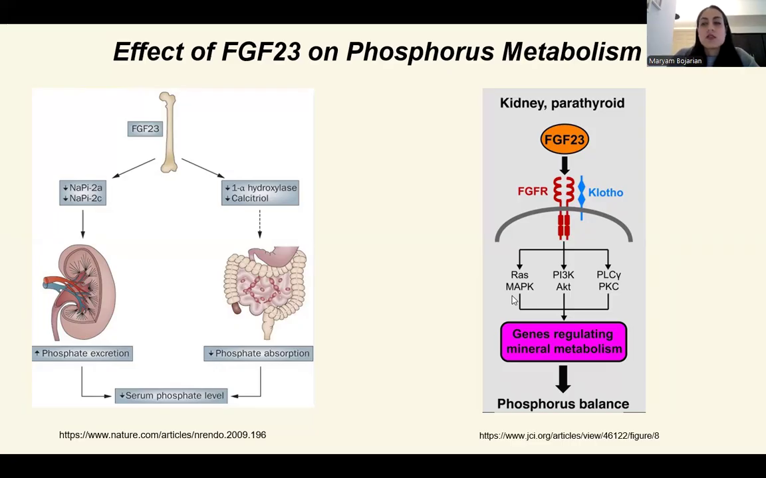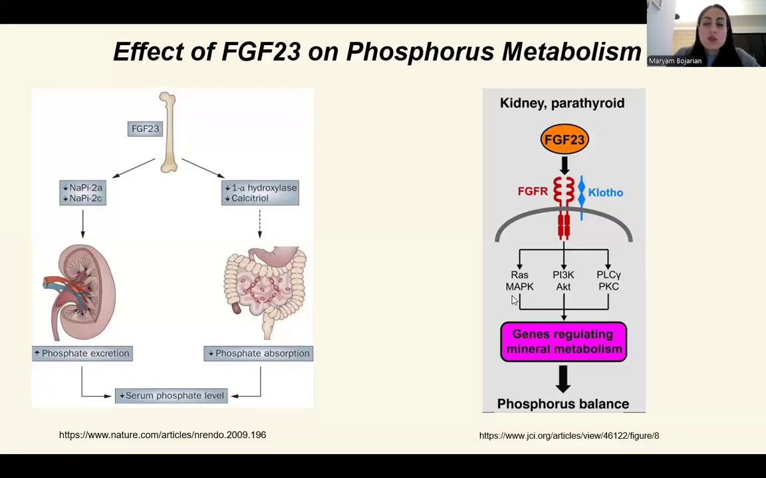FGF23 basically is a hormone produced primarily in osteocytes and osteoblasts in the bone. And its main function is to lower serum phosphate level and regulate vitamin D production. We call FGF23 a phosphaturic agent. And alpha klotho is basically a transmembrane protein highly expressed in kidneys and parathyroid glands, and it is essential for FGF23 to bind with high affinity to its receptor, which is fibroblast growth factor receptors.